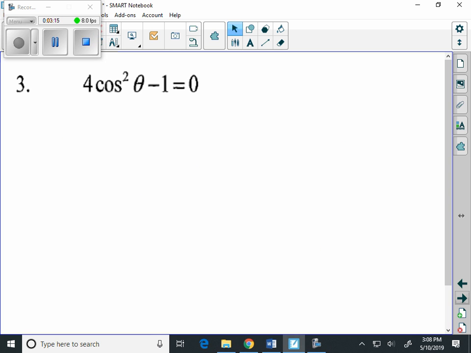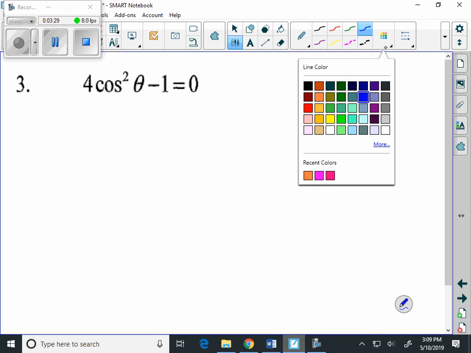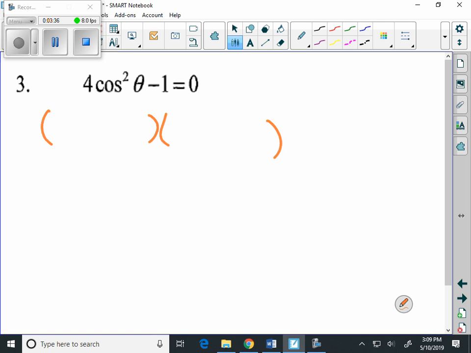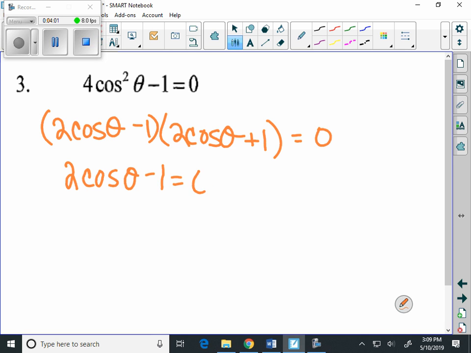Flipping the page. Again, going back to our factoring on this particular problem, we're going to use the difference between two squares to factor. The square root of 4 is 2. The square root of cosine squared theta is cosine theta. And the square root of 1 is 1. Difference between two squares, different signs. We're going to set each of our factors equal to 0. So it's 2 cosine of theta minus 1 equals 0, and 2 cosine of theta plus 1 equals 0.